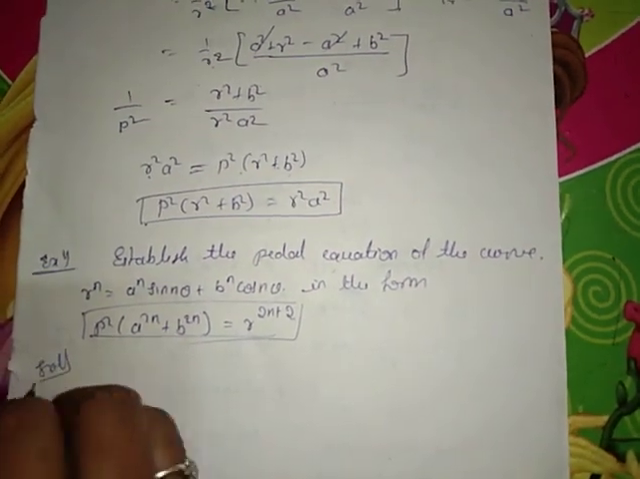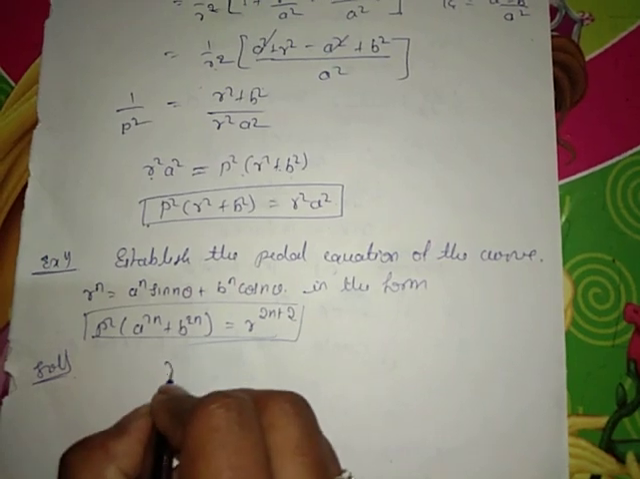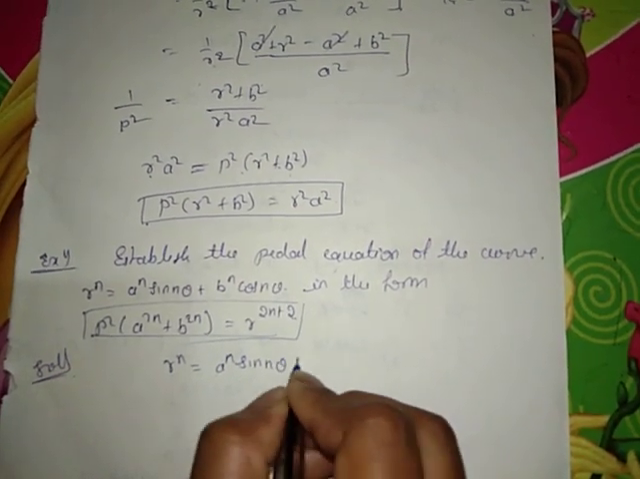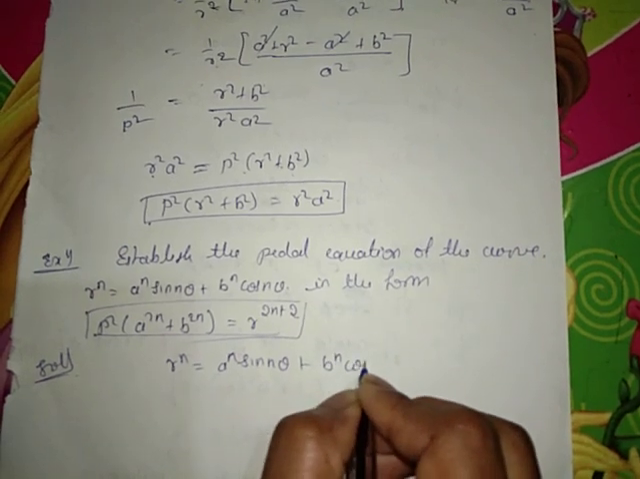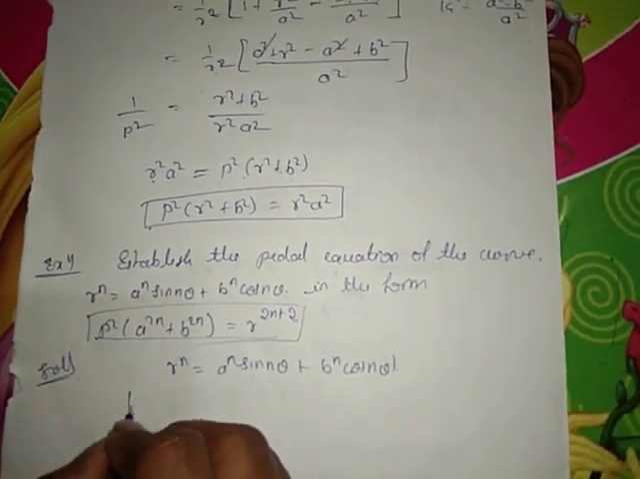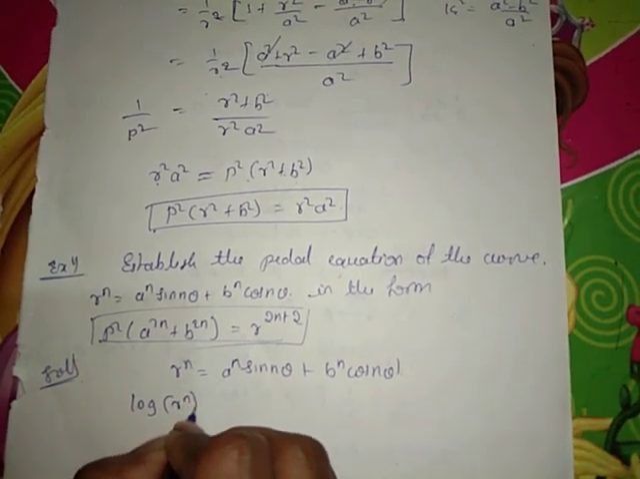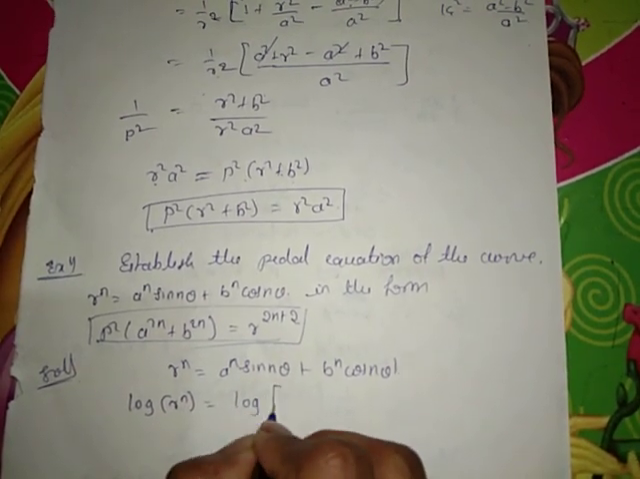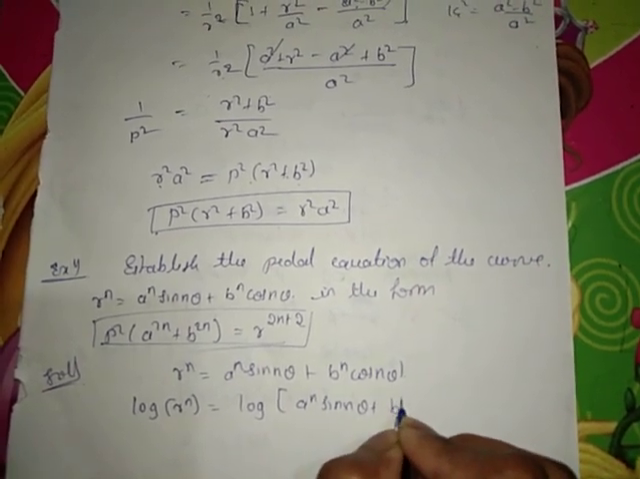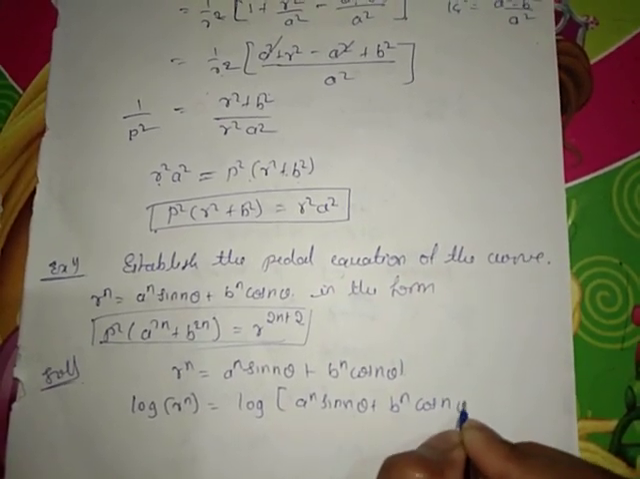So to prove this theorem, first we have to consider the given equation r raised to n equals a raised to n sin nθ plus b raised to n cos nθ. Take a log on both sides. Log of r raised to n equals log of a raised to n sin nθ plus b raised to n cos nθ.